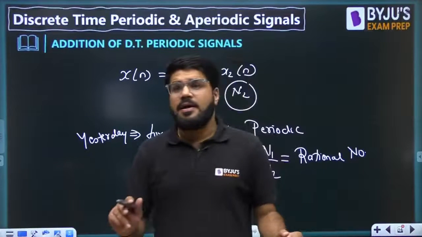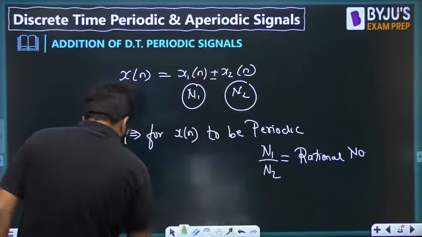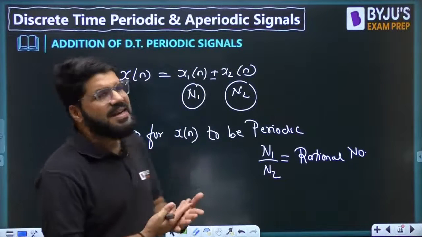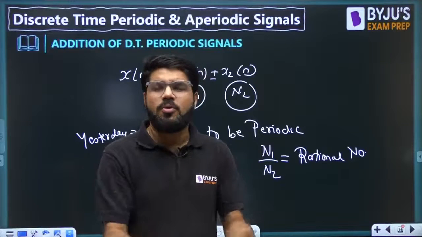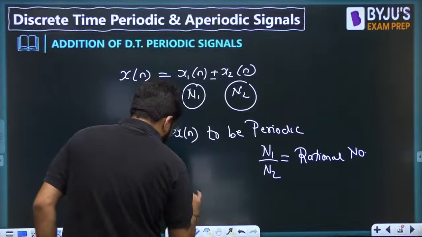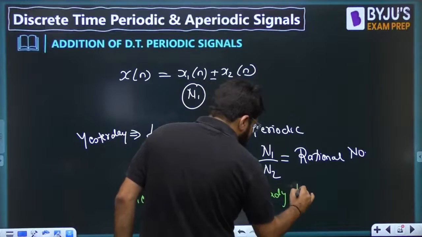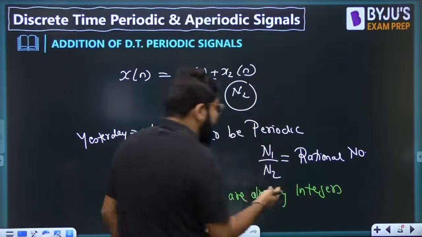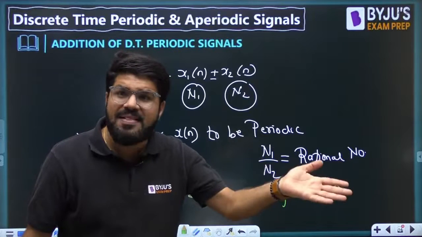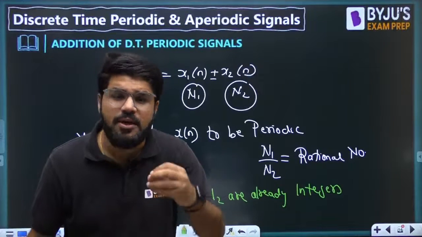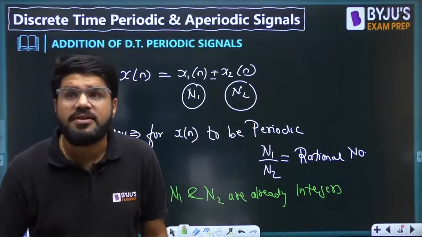But here the results are simplified. In the discrete time domain, the time period should always be an integer, so n1 and n2 are already integers. When you divide them, you are already taking a ratio of integers. So 100% it will satisfy the ratio test. If you want, apply the ratio test, but I am telling you 100% it will satisfy it.